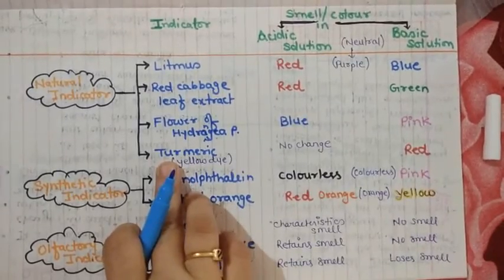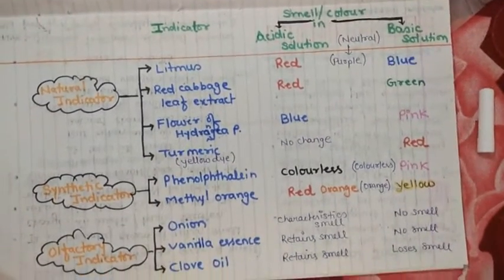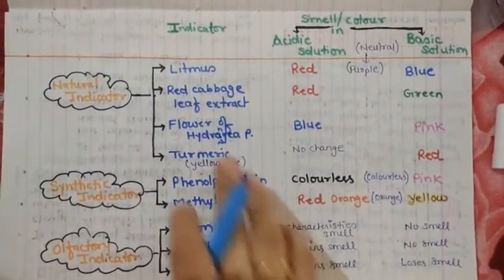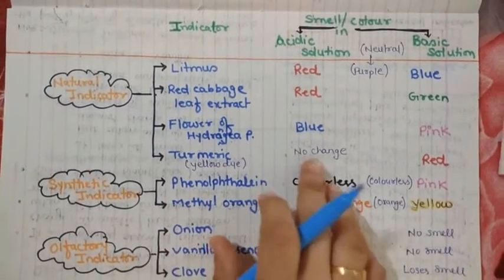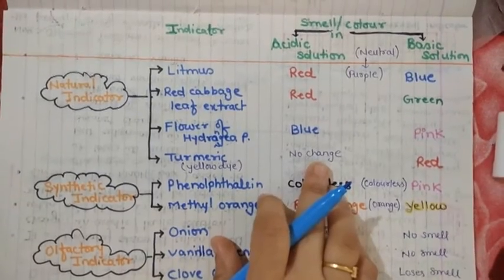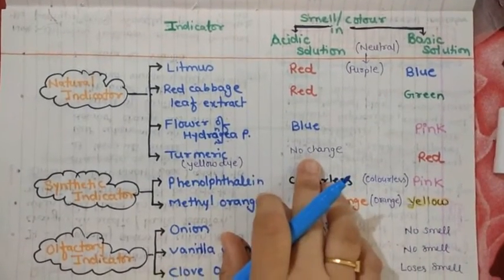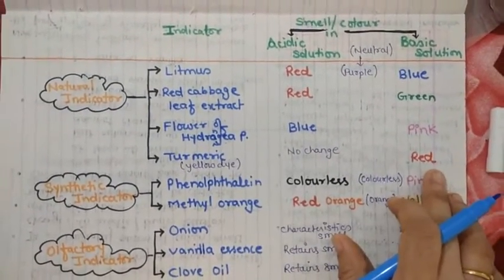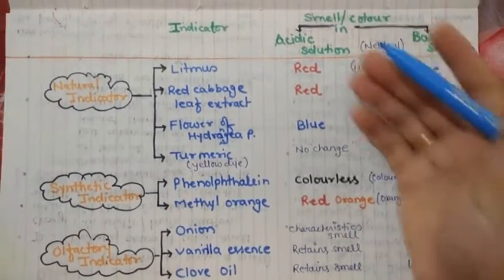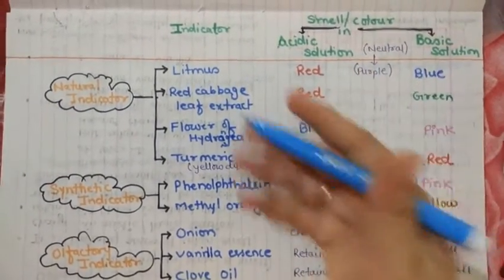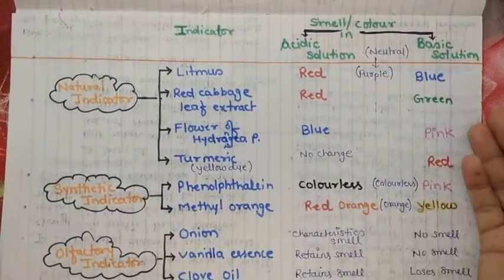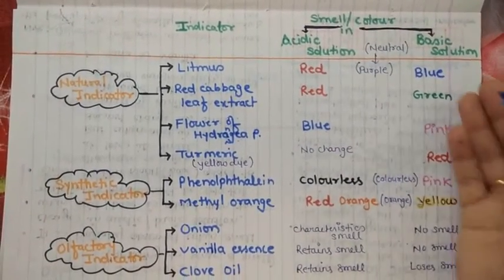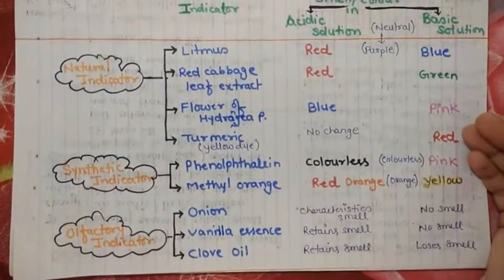Turmeric is also called a yellow dye. We all know that it is a very natural indicator which we find in the kitchen also. In acidic medium, it does not show any change. That means it will remain yellow only. But in basic solution, it will change its color. So here you can see that most of the indicators do not change their color in acidic medium, but when kept in basic medium, they show a variety of colors.